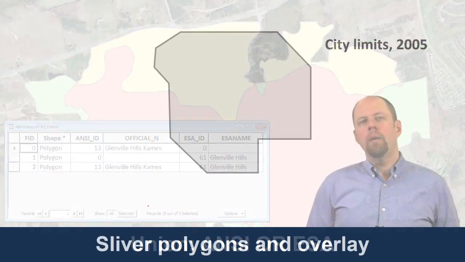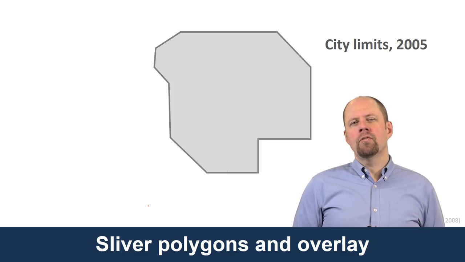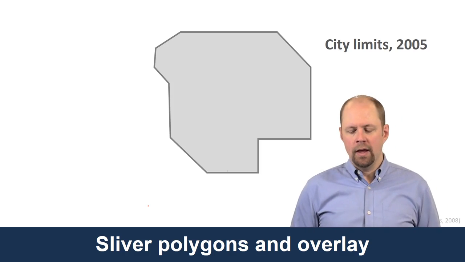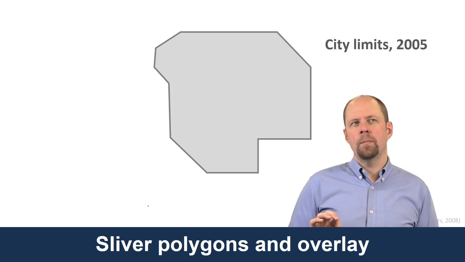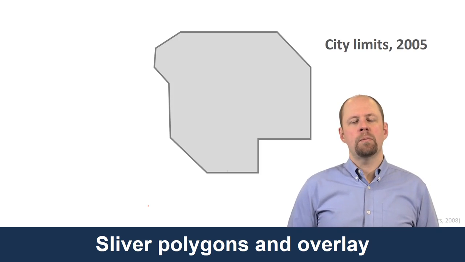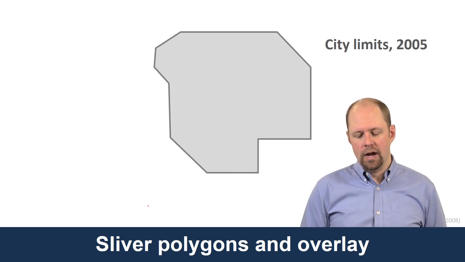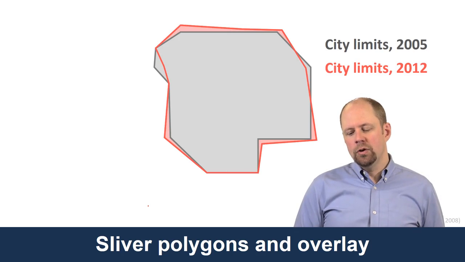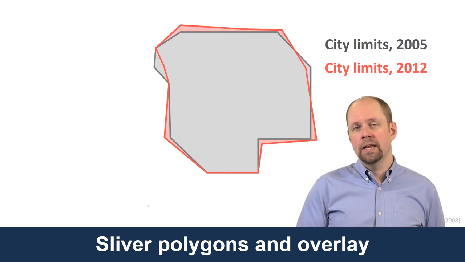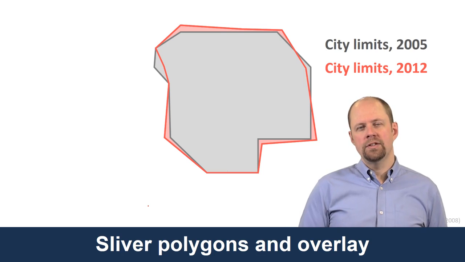A minor point, but something that's worth mentioning, is that when you do overlays, you have to look at the results, just like I would recommend with anything. But here's an example where things could be questionable. Let's say you have a polygon that represents city limits for a point in time, in this case for the year 2005. And then let's say you do an overlay with the same city limits, but in 2012. And you'll notice that there's a difference between the two.